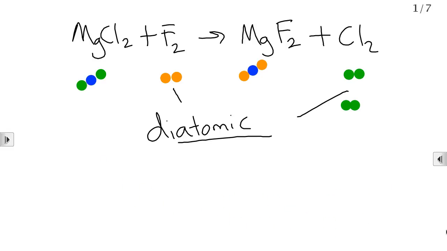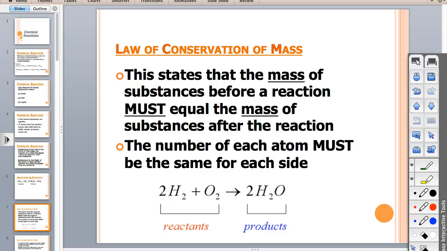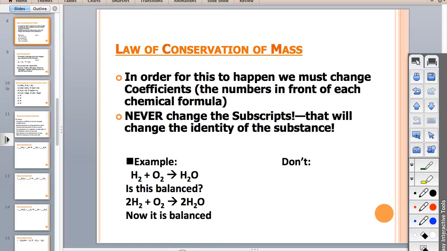So that's the whole issue, right? We have to make sure that what goes into the reaction is what comes out. So this will weigh as much as this, and this will have the same number of atoms and the same type as this. And so that's the law of conservation of mass. It states that the mass of the reactants must be equal to the mass of the products, and that there has to be the same number of atoms on each side. So anyway, in order for this to happen, you have to change the coefficients. You're not going to change the subscripts or anything.